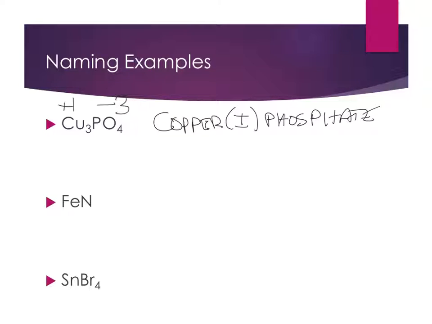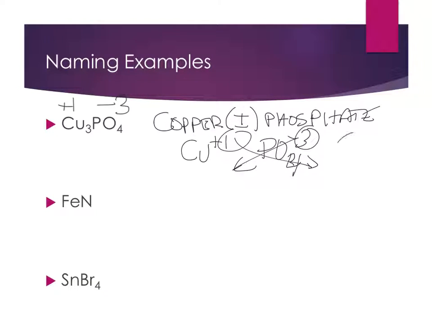do the crisscross method. I would just put Cu +1, PO4 -3, cross them, and then you get the actual compound that we came up with. Okay, so that's how you get that. That is the importance of putting the oxidation number for this. Phosphate is always going to be -3, so you don't have to tell that.